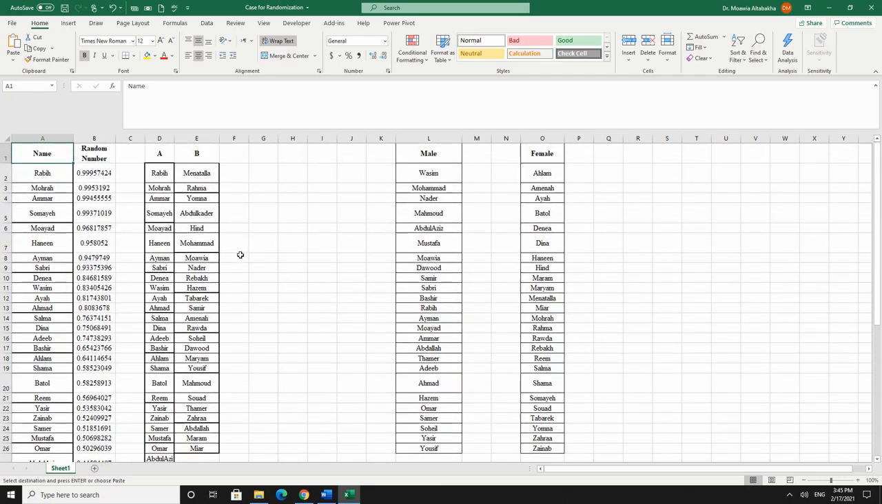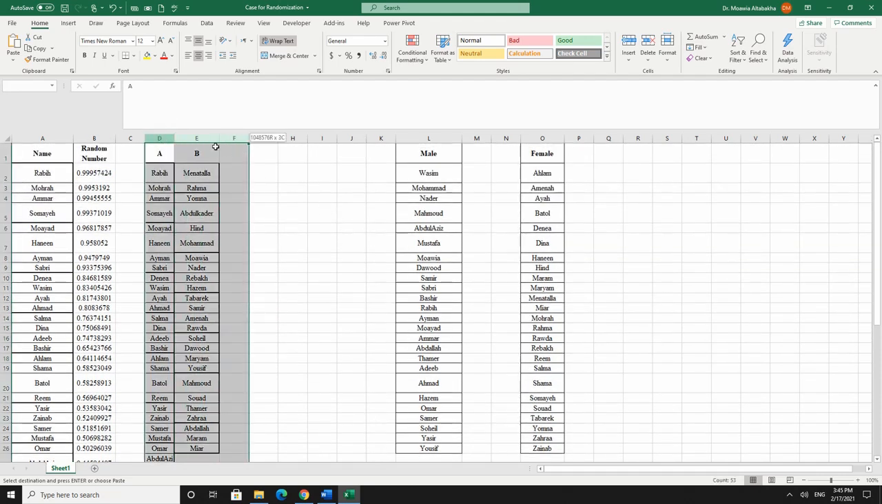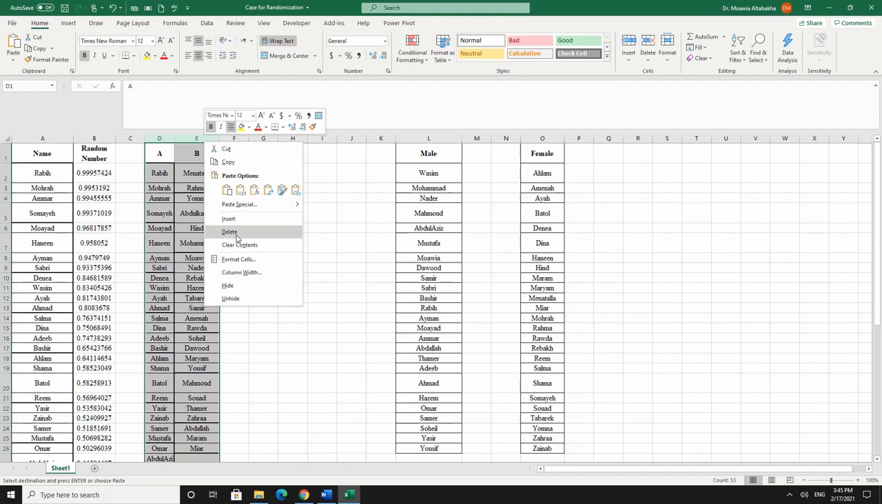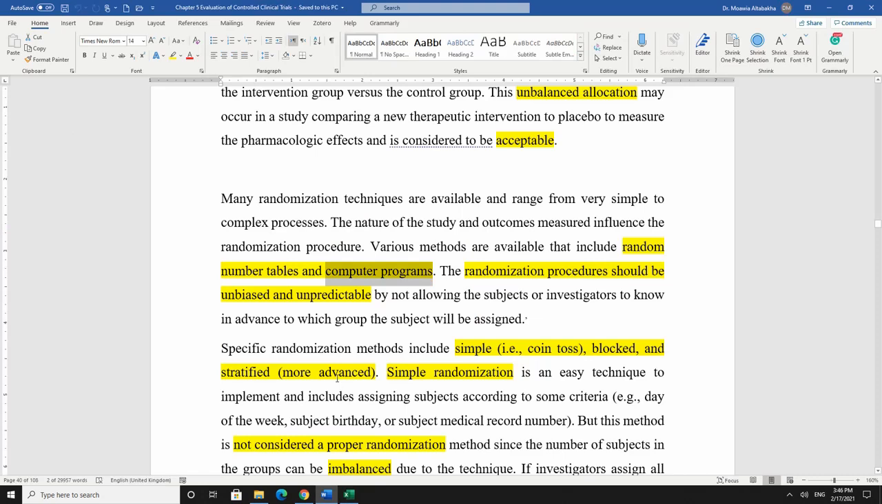But you know what is the problem? Maybe here you have more male than female, whereas here you have more female than male. This is the problem. In another word, maybe you have a problem with the risk factors, factors that might affect the results. That's why I need a more sophisticated way to deal with that. So simple randomization might not be good enough. I need to go to something more advanced.